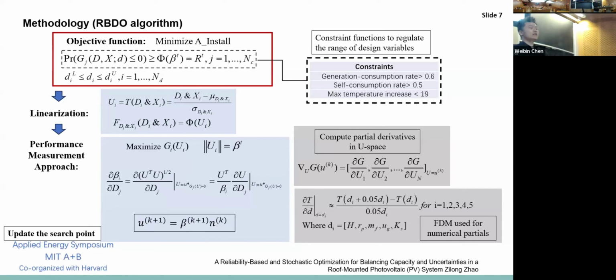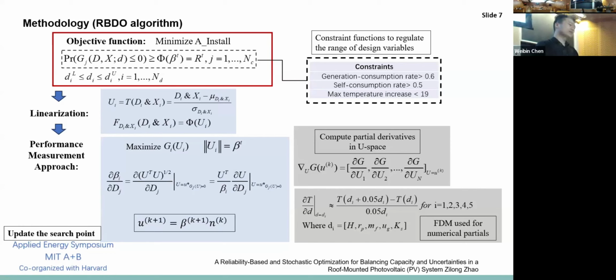So this is a more detailed RBDO algorithm. I didn't put all the equations here, but this is to give you a general idea of how it works. It starts from the objective function, which in this case is the minimization of installation area. PR represents the probability, and G is the performance function. When G is smaller or equal to 0, that means your optimization is successful, and the reliability is higher than the requirement.